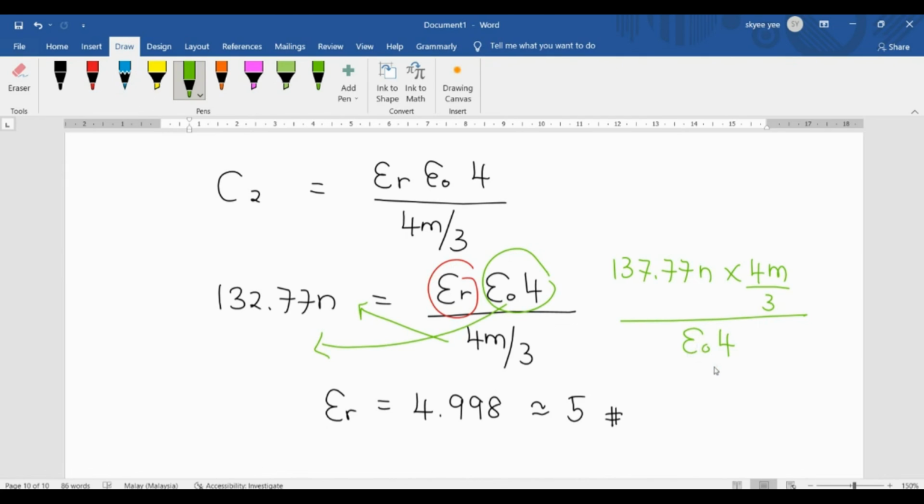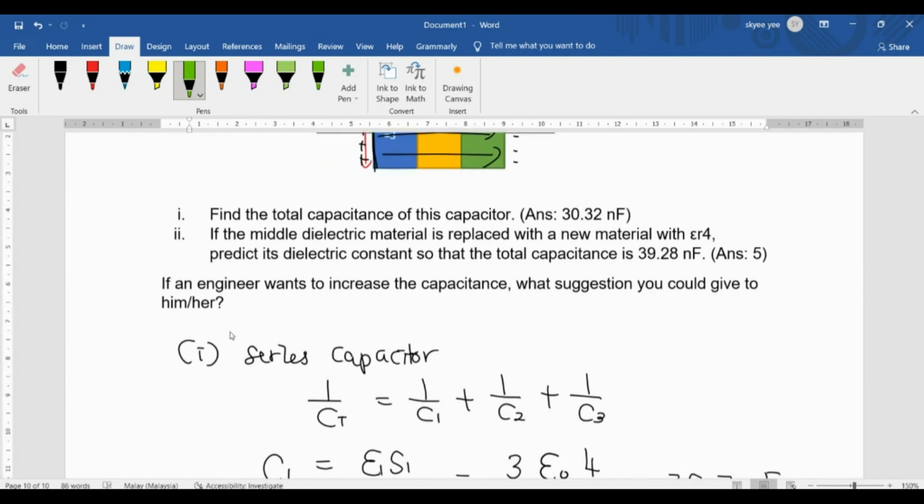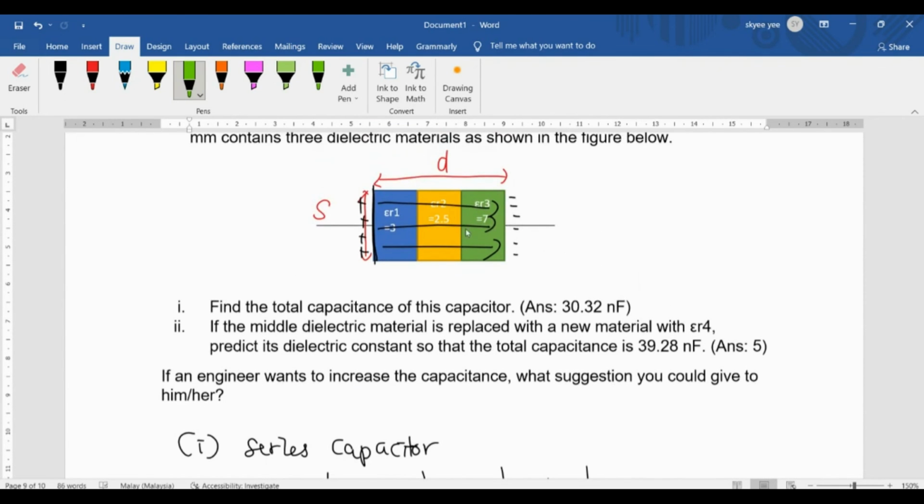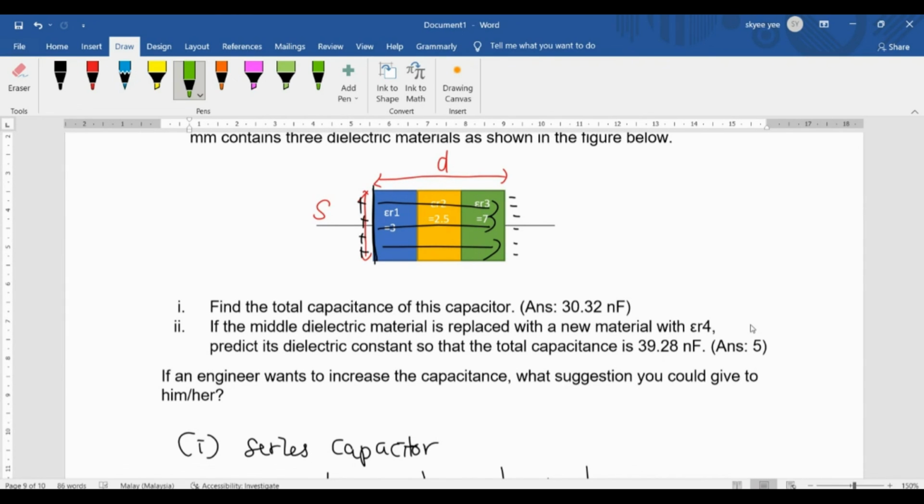Okay, so you get this 5. So I'll proceed to the last one, which is this one. If an engineer wants to increase the capacitance, what suggestion could you give to him or her? Any idea how to increase the capacitance?